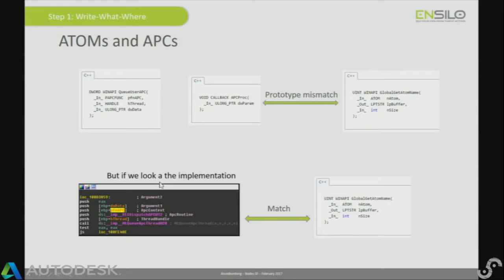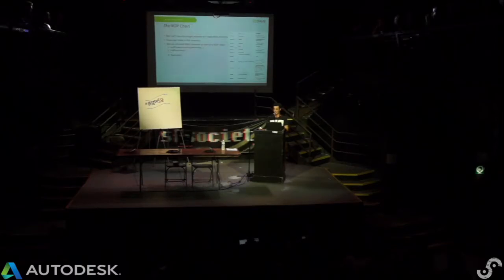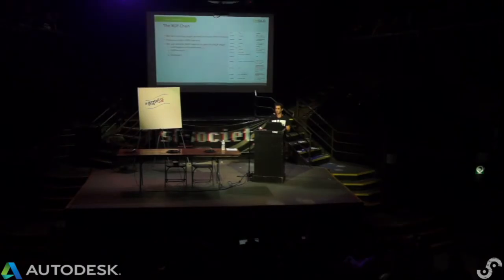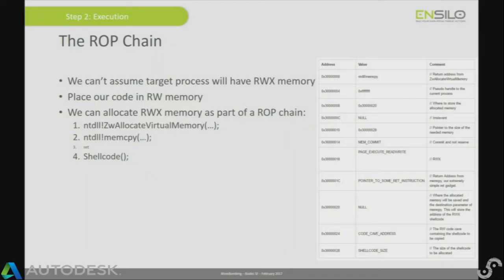So once we have our write-what-where, we'd like to be able to write some code into the address space of the target process and then execute it. Now, for code to execute, it needs to be executable. And we can't assume to find read, write, execute memory within the target process. It's just not going to happen.